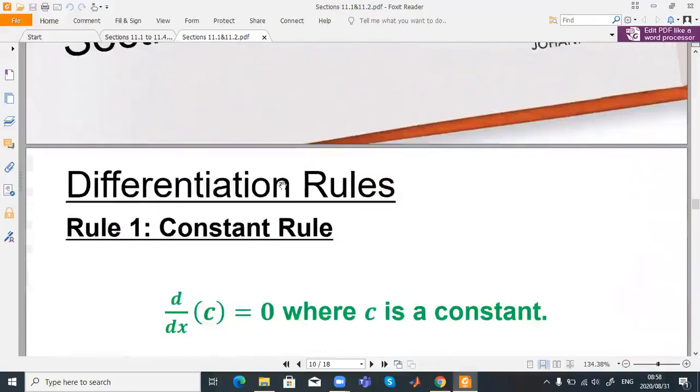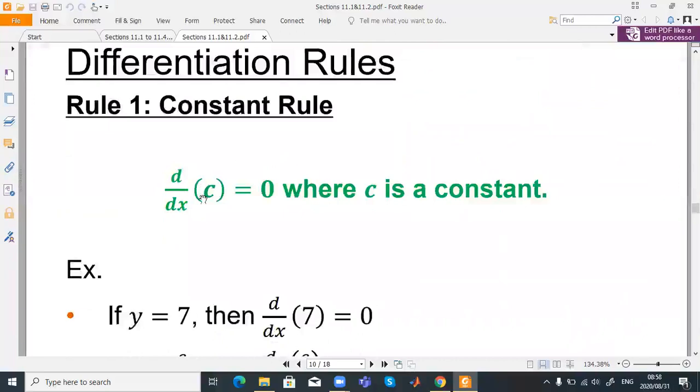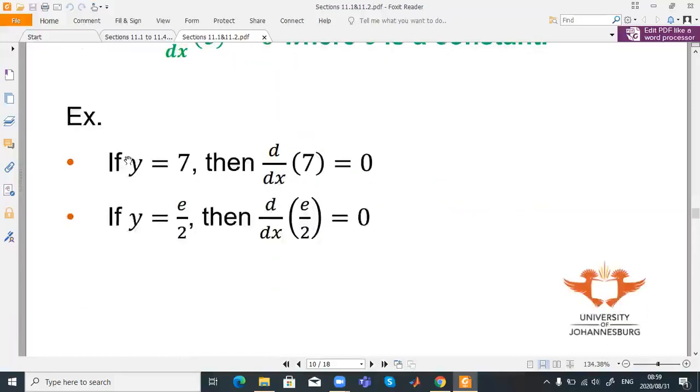So we have different rules of differentiation. The first rule is the constant rule. This rule allows us to differentiate constant numbers, such as, let's say, 100, minus 20, 10, so we denote it as a C. The derivative of a C is always 0. So whenever you differentiate a constant, you always get what? A 0.